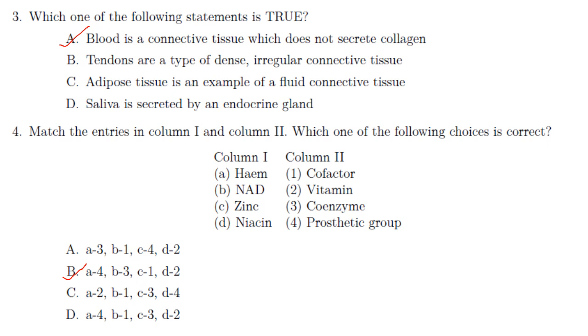Then next one. Match the entries in column 1 and column 2. Which one of the following choices is correct? Heme. Now heme is a prosthetic group. And it is the prosthetic group of many enzymes like catalase, cytochromes of the electron transport chain, nitric oxide synthase, etc. So heme acts as a prosthetic group. So A4. Next one is NAD. NAD is a coenzyme. So B3, A4, B3 in option B.